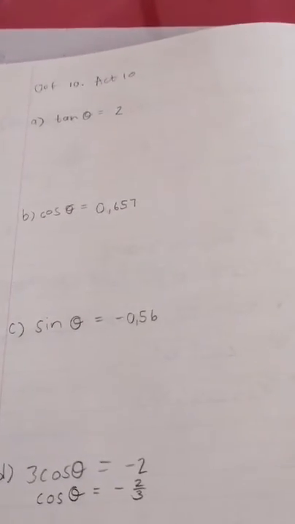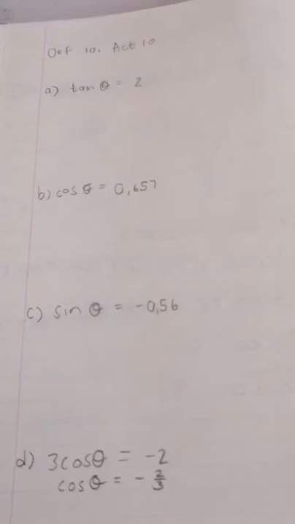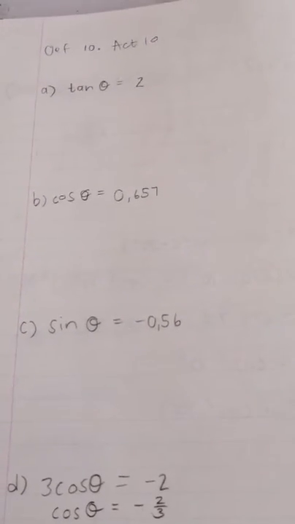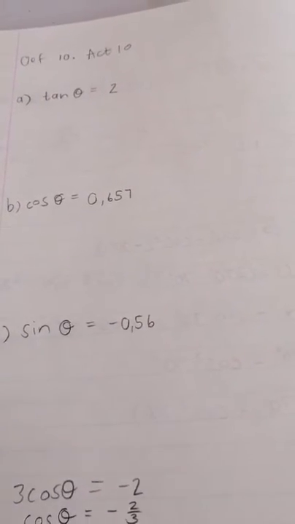Because I'm going to do this activity with you. So please write down tan theta equal to 2 and then activity 10. Okay, so what I want you to see now is I've drawn the graph of tan theta on the board. Now they want to know what is the value of theta, right? Where tan theta is equal to 2.